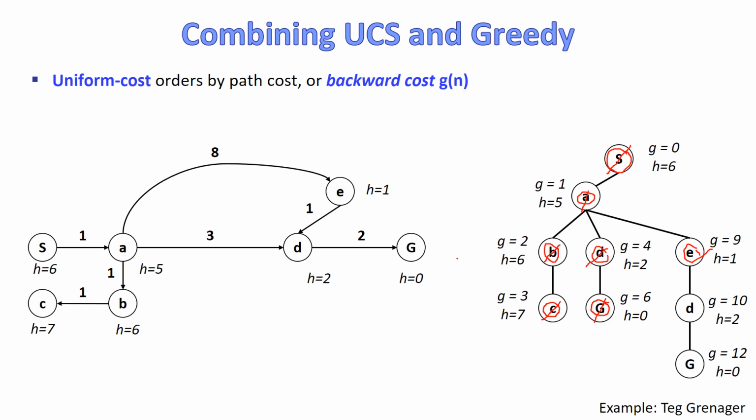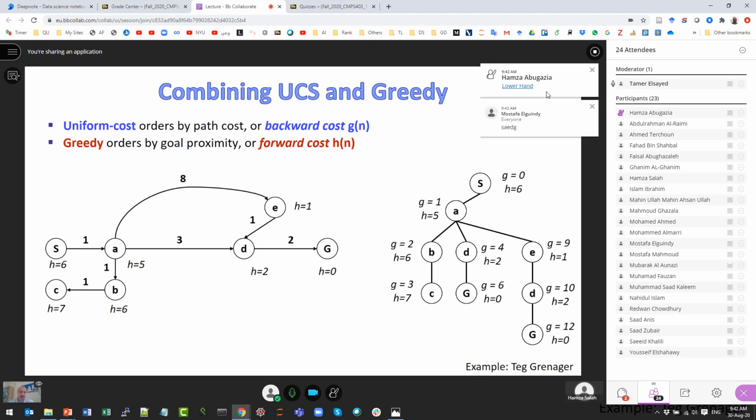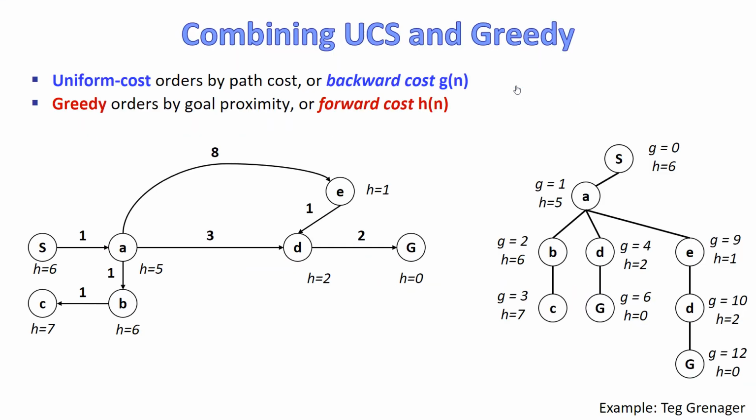For the next one, we need to check the greedy search, what the greedy search will do in this case. Any volunteer? The other Hamza? Okay, one by one, Hamza. Okay, SA. So what do you look at, Hamza? The H or G? H, because that's the forward cost. That's the heuristic function. Yes.